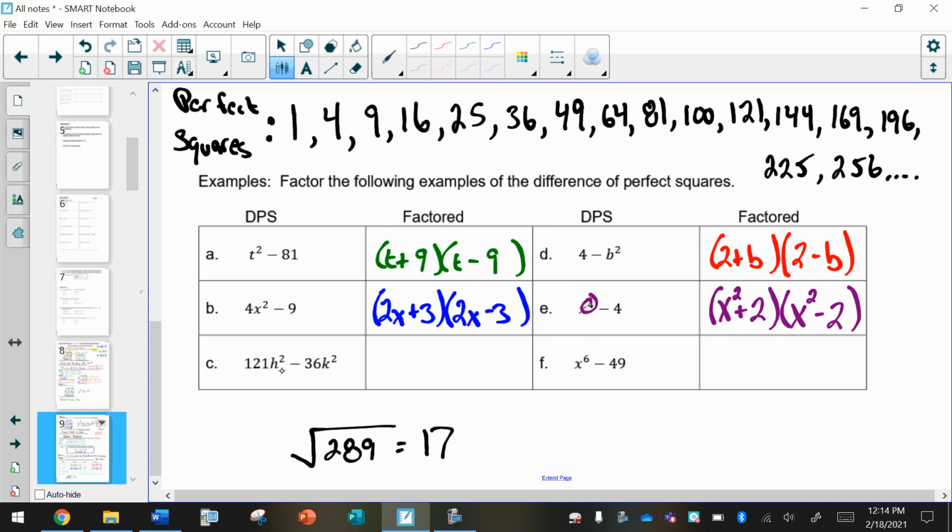Okay, 121h squared minus 36k squared. Looks like there's a lot of stuff here, but we're going to do it the same way. Square root of 121 is 11. And then you do half the exponent in the first parentheses and half the exponent in the second parentheses. Square root of 36 is 6. So plus 6k, minus 6k.